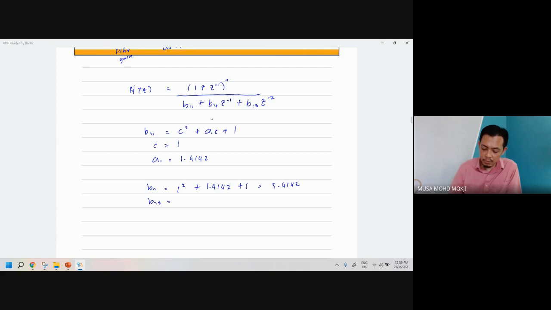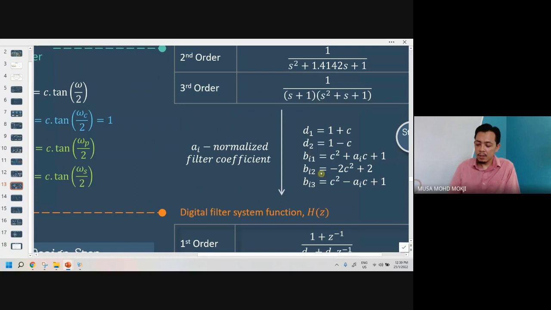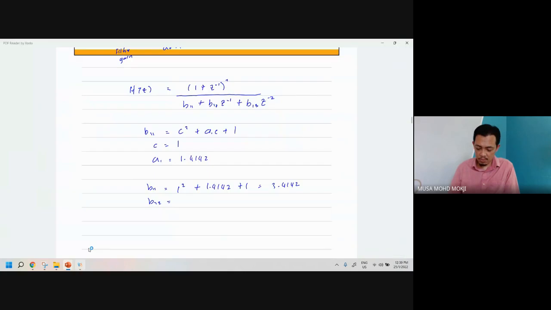B12 is equal to, because it is B12, we know that i is equal to 1. So this is negative 2C squared plus 2, which is equal to minus 2 multiplied by 1 plus 2, equal to 0.